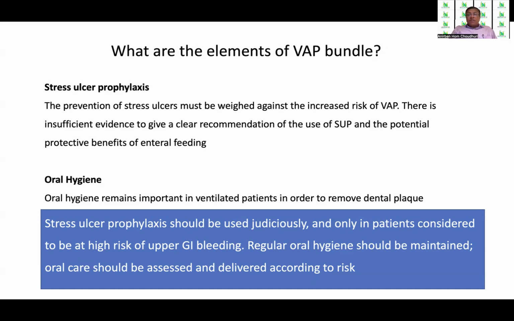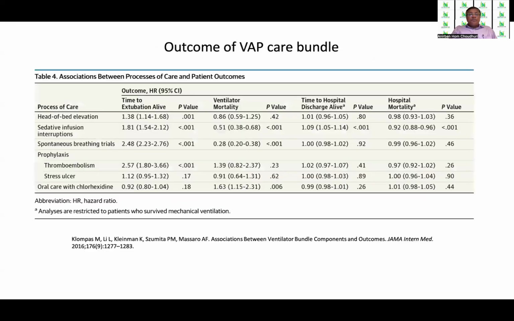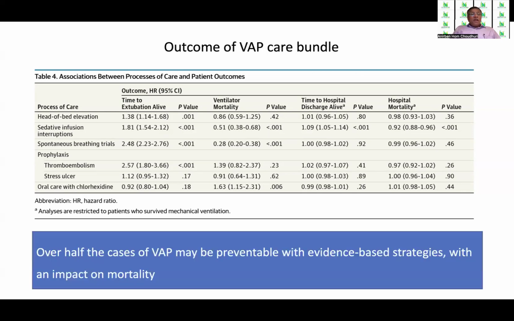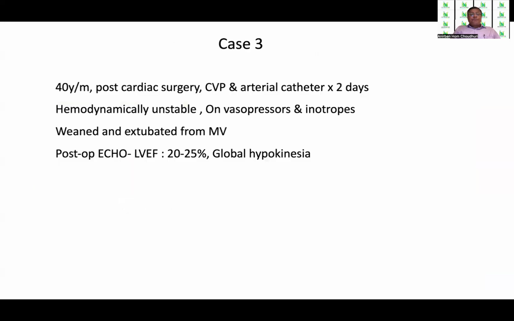This also forms part of the VAP bundle, because oral care should be assessed and delivered according to the risk of the patient. So if we individually look at these processes of care and their effect on time to extubation alive, ventilator mortality, time to discharge, hospital discharge alive, and hospital mortality, we can clearly see that the benefits are statistically visible, and not just statistically, even clinically. Over half the cases of VAP may be preventable with evidence-based strategies and have an impact on mortality.